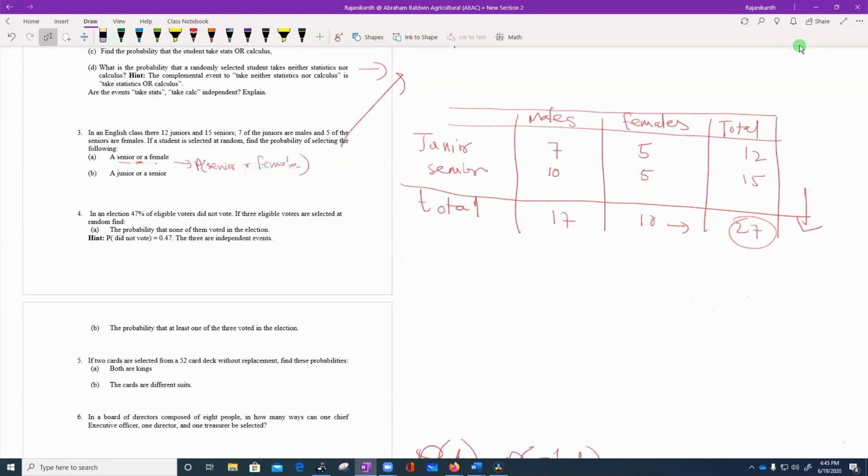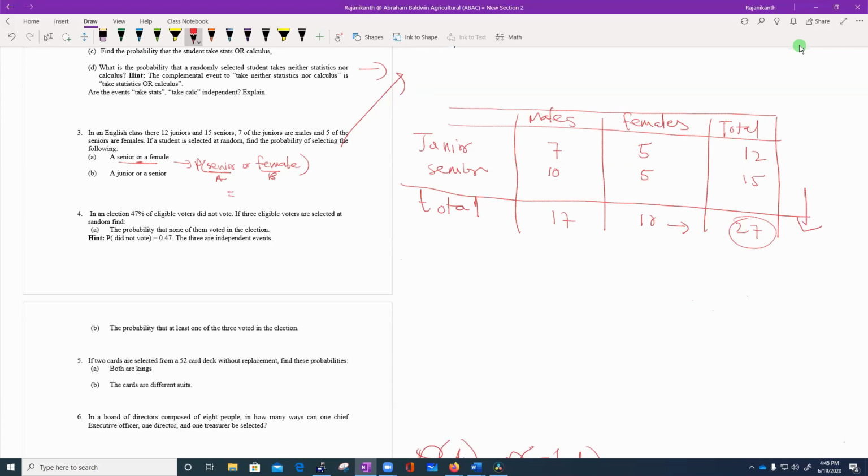You see, there are two events. You could think of this as event A and this as event B. These two events are not mutually exclusive. Why are they not mutually exclusive? These two can happen at the same time, right? The selected student may be senior and female. Therefore, these two events are not mutually exclusive. Therefore, you have to use the rule number 2 formula.